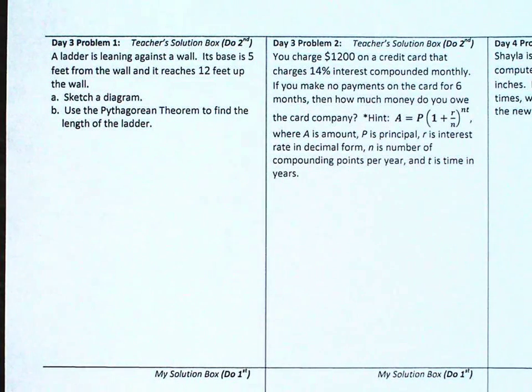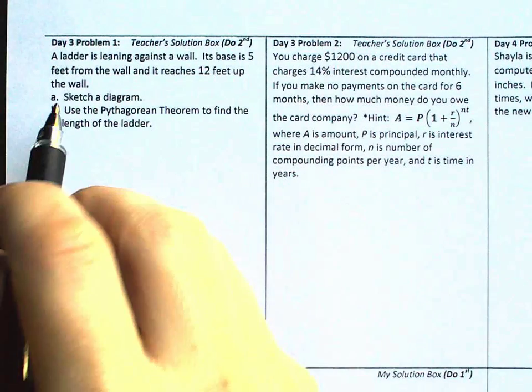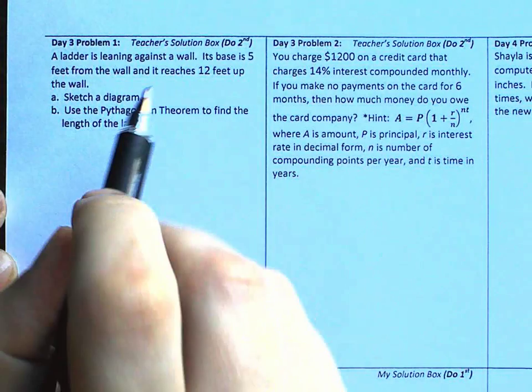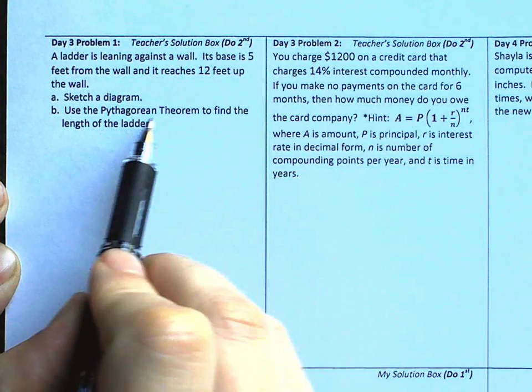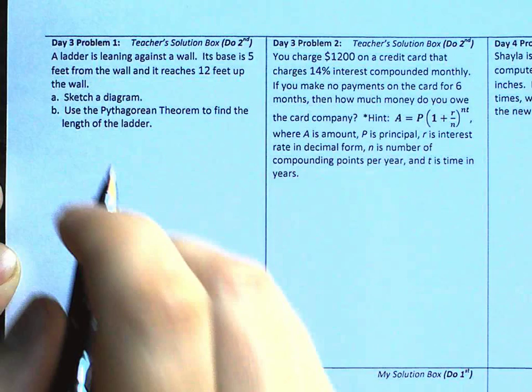Day 3, problem 1. A ladder is leaning against a wall. Its base is 5 feet from the wall and it reaches 12 feet up the wall. Question A, sketch a diagram. And then in question B, we're told use the Pythagorean theorem to find the length of that ladder.